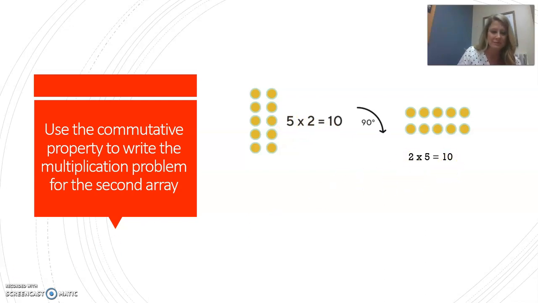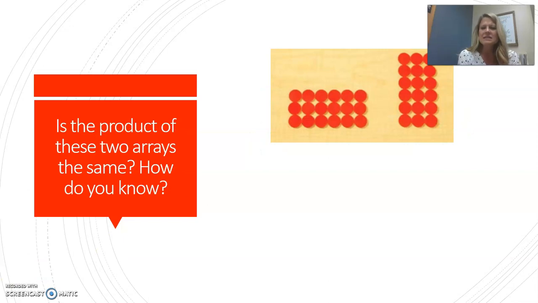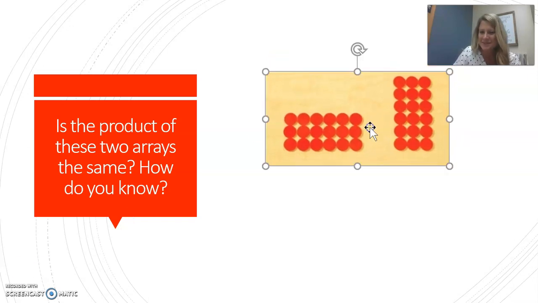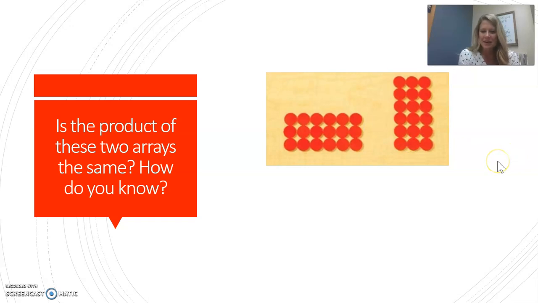Let's do one more. Is the product of these two arrays the same? And how do you know? Okay. These sure do look a lot alike. This has 1, 2, 3 groups, and there are 6 dots in each. This has 1, 2, 3, 4, 5, 6 with 3 in each, right?